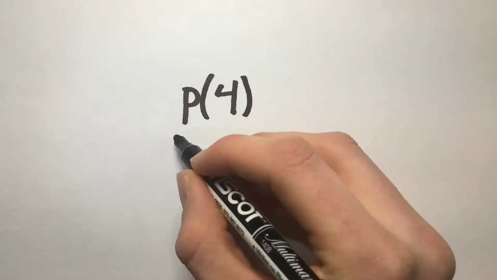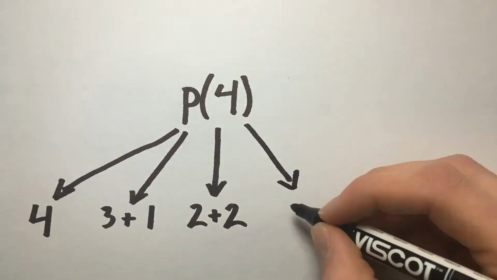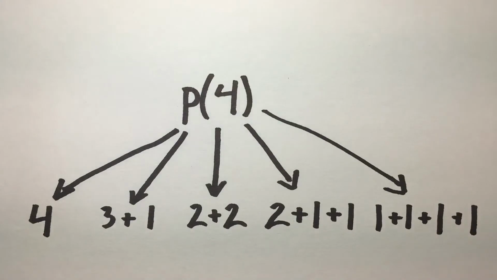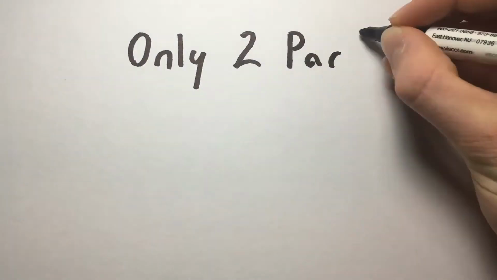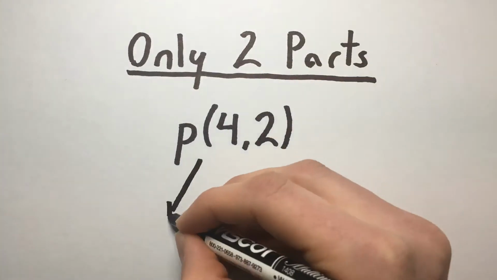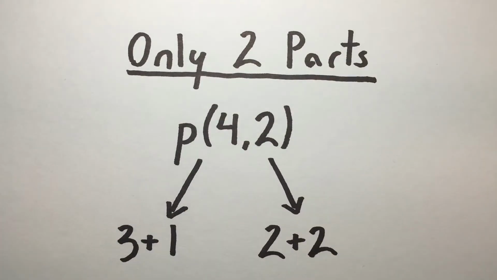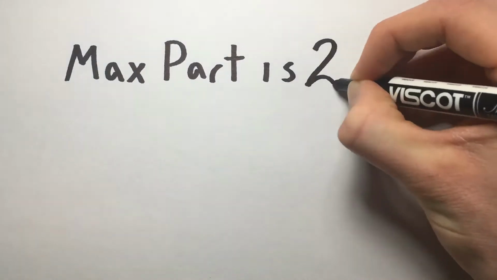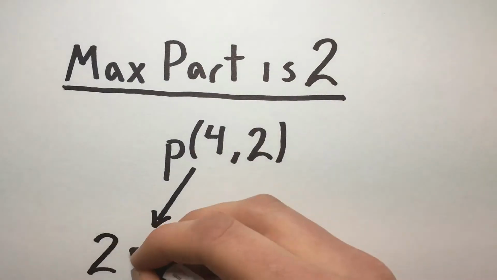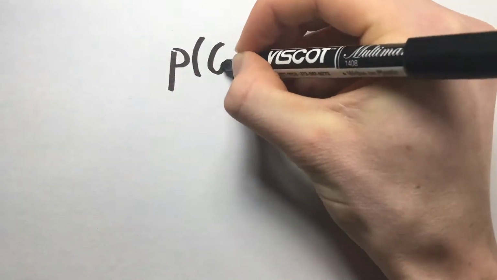A partition of a number is the number of ways you can break that number into a sum of smaller parts. But what if you just want to look at the number of partitions with a certain number of parts in the sum? What about restricting the size of the largest part? Let's first look at how we can make a formula for the restriction on the number of parts.